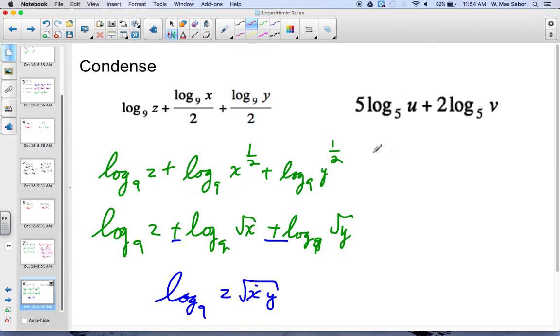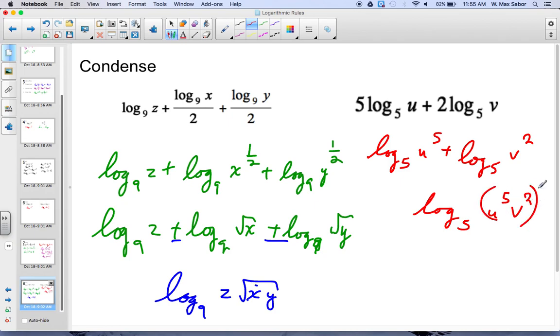And the same thing is happening here. The coefficient becomes a power: log base 5 of u to the 5th, log base 5 of v squared, and then the product rule says this is log base 5 of u to the 5th v squared. That's it.